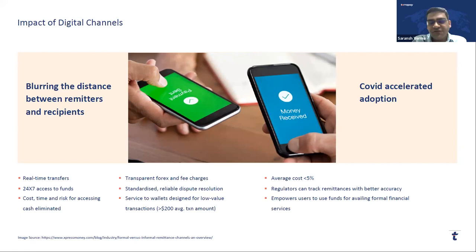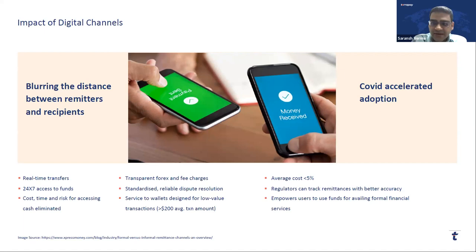Most of the other formal channels, especially the ones which are related to bank-to-bank transfers, et cetera, are designed for high-value transactions. The average cost, as we'll see in a bit more detail in the subsequent slides, is usually lesser than 5% for transactions to wallets, particularly. Regulators can track these remittances with better accuracy, granularity.